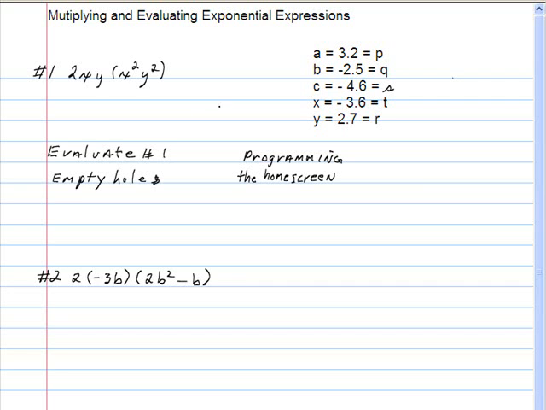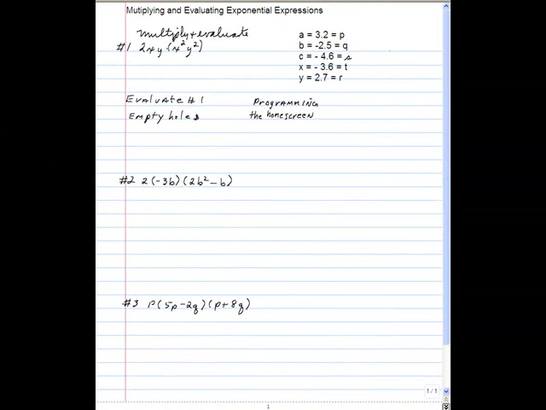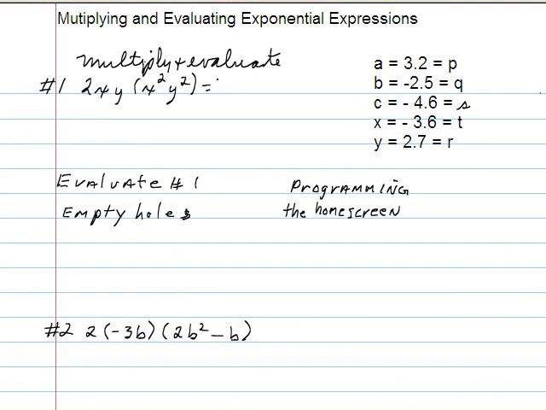This is asking you first to multiply and then evaluate. Now to multiply, misspelled evaluate there, that should be a T. Now to multiply, you just need to understand the notation. When a number like 2xy is sitting beside a bracket, and there's no symbol between the number and the bracket, then it means multiplication. So this means 2xy times x squared y squared.